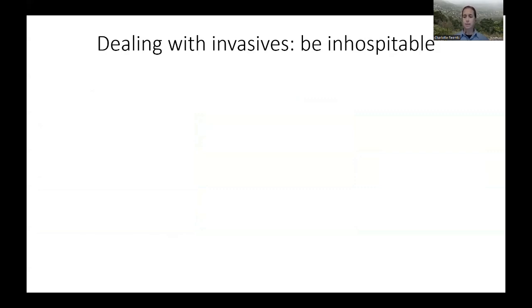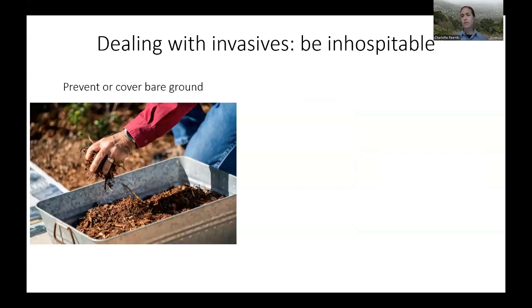The second way that we can deal with invasive species is to try to create environments that are inhospitable to them. So if we prevent or cover bare ground, this is good basic gardening. If we can spread mulch, if we can prevent bare ground from being created, it makes it much harder for the seeds that show up to get established.